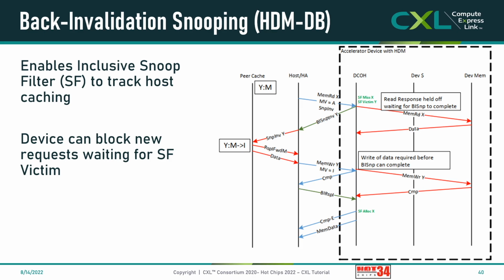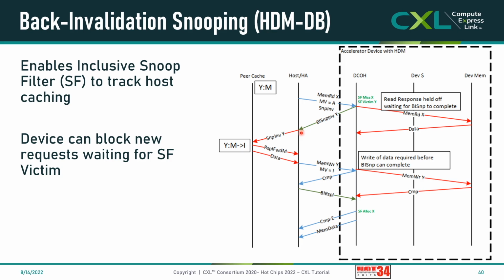Now, talking about the flow in particular and where the inclusive snoop filter comes into play. Let's look at the flow where a memory request to address X is sent from the host towards the device, and it has the normal meta value and snoop encodings. The DCOH within the device gets this request, but in order to process it, it needs to do a snoop filter eviction. The snoop filter misses address X, but in order to process address X, it needs to victimize address Y. So it's going to send a BI snoop to address Y towards the host.